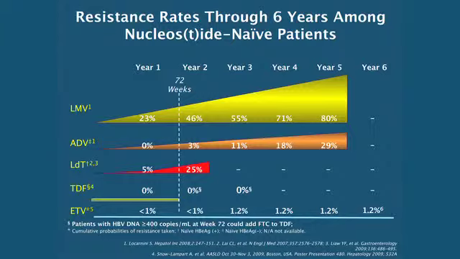For tenofovir, we have good data to week 72. It's 0% for antiviral resistance. And for patients who were non-viremic by week 72, even after 3 years, there's been no evidence of tenofovir resistance in naive patients.